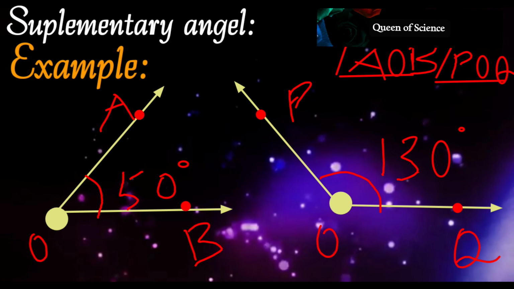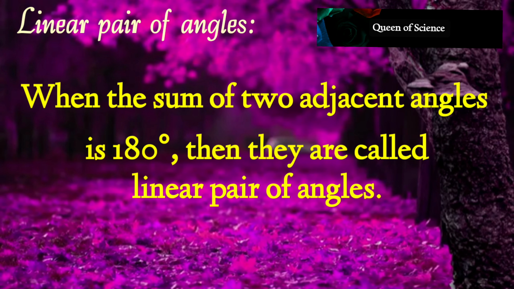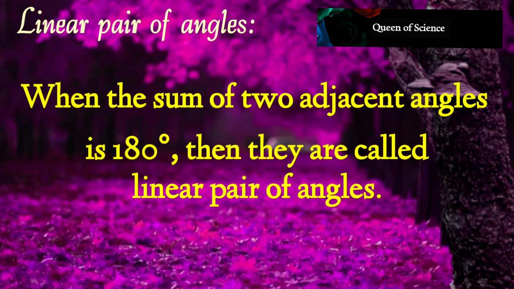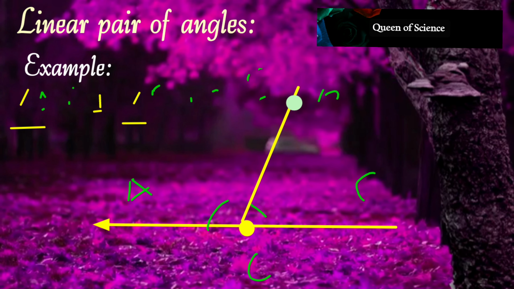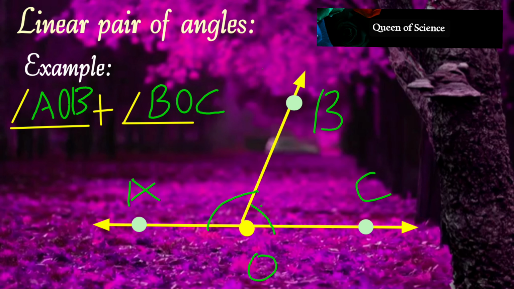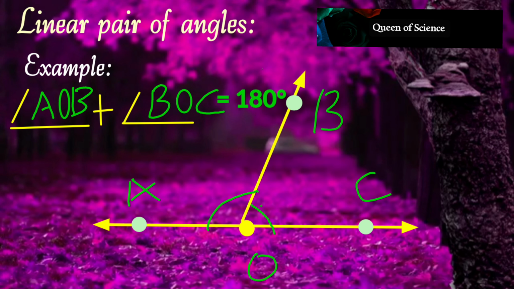And the next one is a linear pair of angles. When the sum of two adjacent angles is 180 degrees, then they are called a linear pair of angles. So here, this is also an adjacent angle actually, but here the sum should be 180 degrees. So AOB and BOC give 180 degrees.